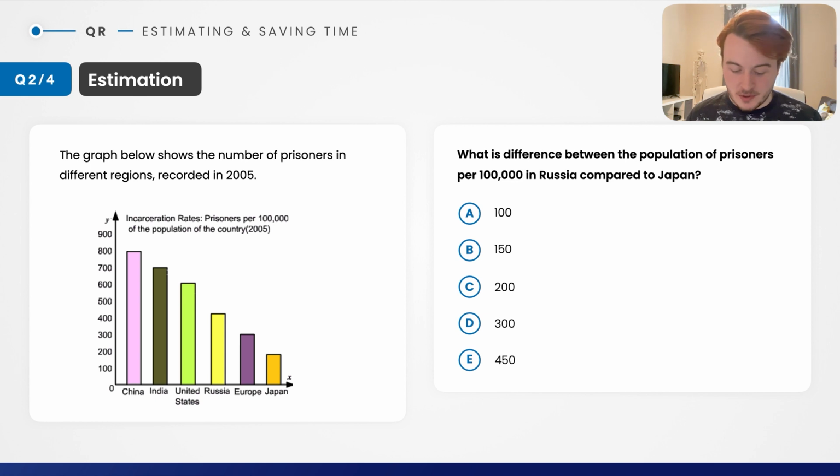I'm going to draw a line on just so you can see what my logic is. So I'm going to go, Russia is roughly about 400 there, let's say that. And then we've got Japan here, and Japan down the bottom is probably about, let's say 200. So we've got 400 to 200. 200 is going to be our answer option. So if you did say 200, well done. But remember, you didn't need to do any accuracy there. We could just eyeball that and have a rough look at what the difference is.